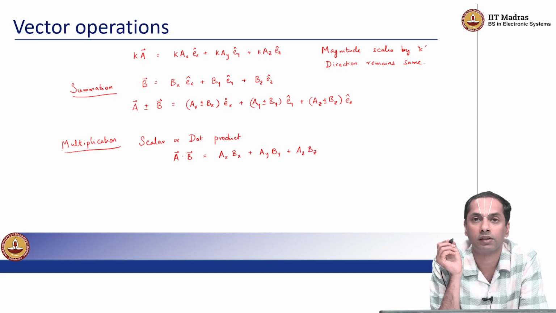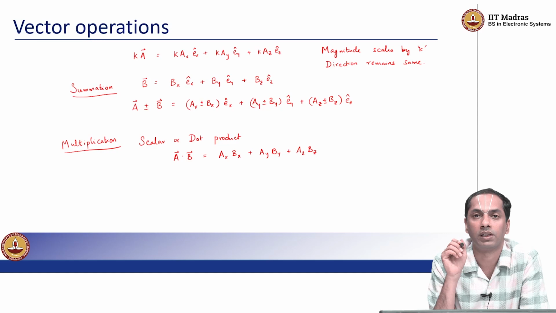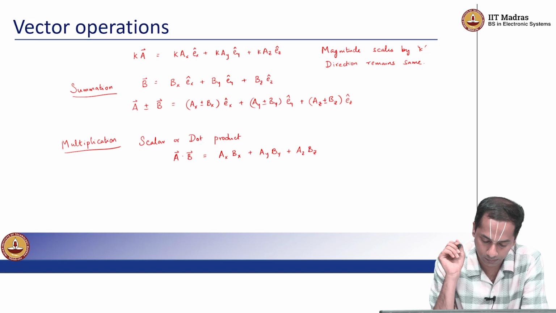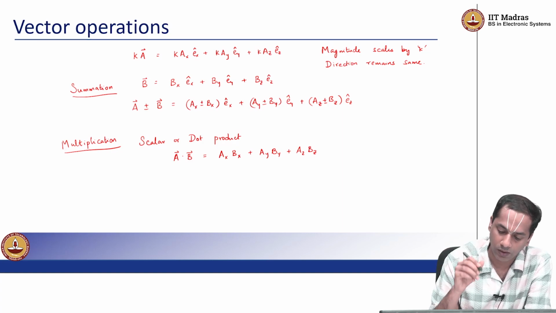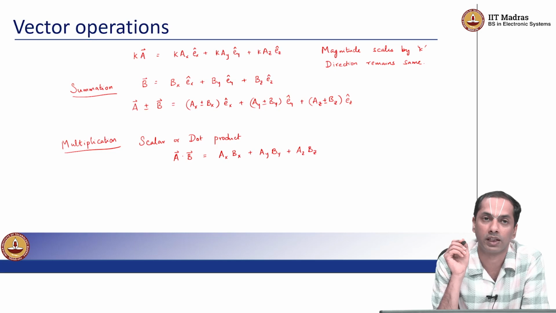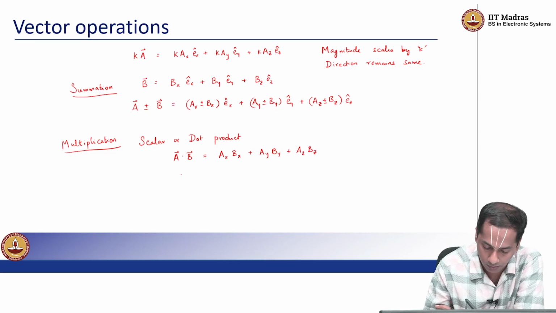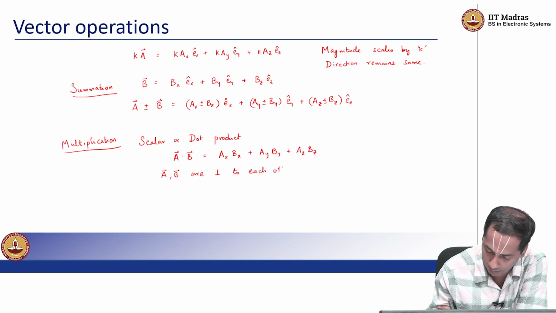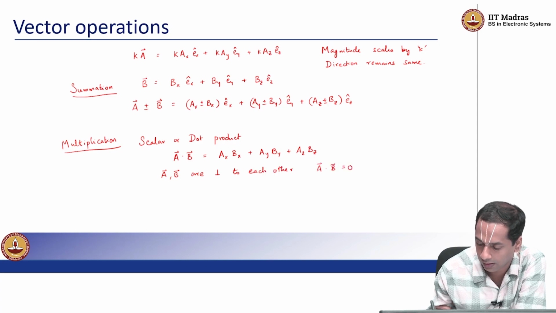Right? So this is a scalar number, right? So Ax, Ay, Az, Bx, By, Bz are all scalar numbers. I essentially do component wise multiplication and then sum all three, right? So there are some interesting properties with regard to the scalar product, right? So when the vectors A and B are perpendicular to each other, we can show that A dot B is 0, right?